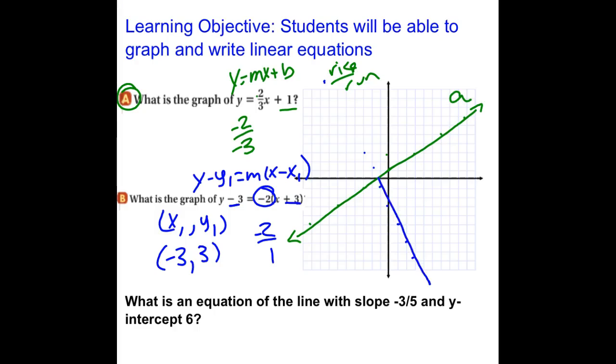You can see it's going like this. If you want to go back the other way, that's the same as 2 over negative 1. So go up 2, back 1, up 2, back 1, and I get my line. And this one's B. Okay? So those are your basic graphing lines.